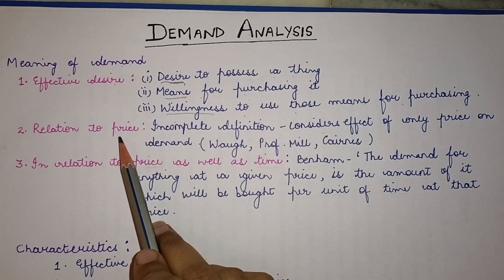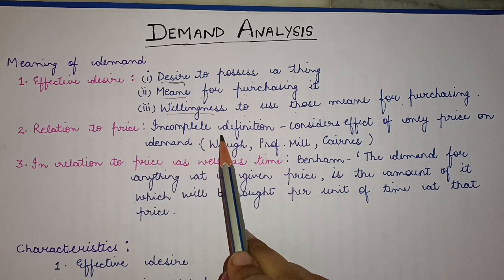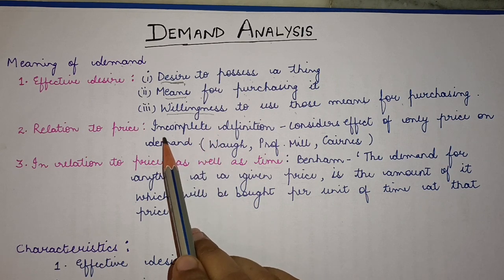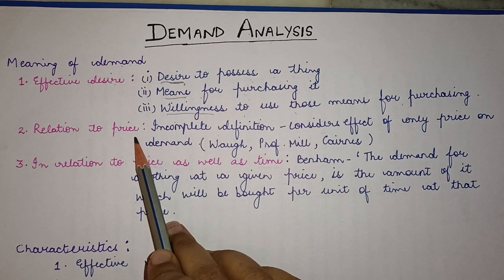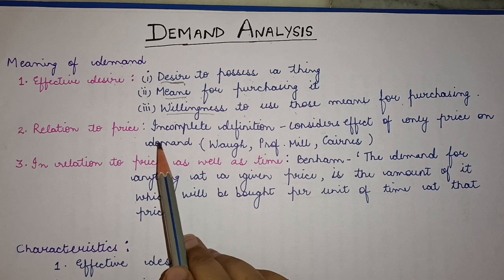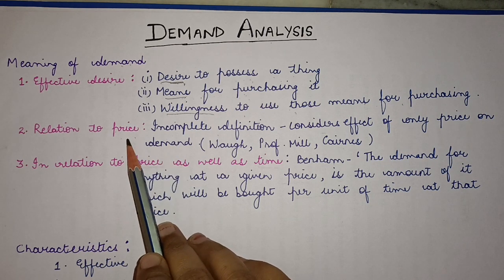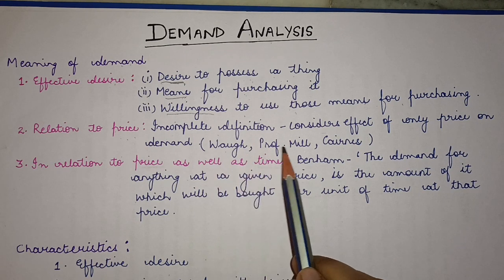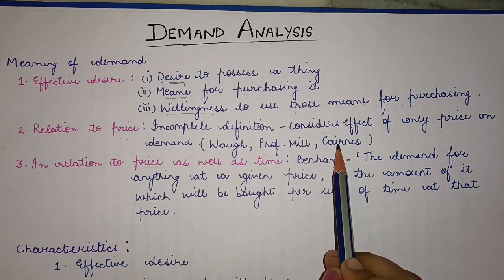The next definition talks about price. Now, this definition is considered an incomplete definition because it considers only the effect of price on demand, whereas there are a lot of other factors also that have an effect on demand. This definition was supported by Waugh, Professor Mill, as well as Cairncross.